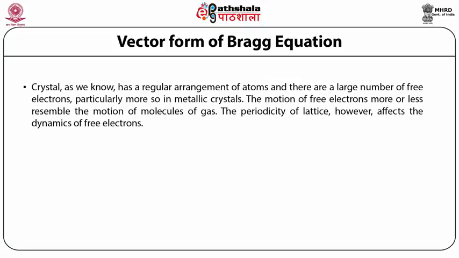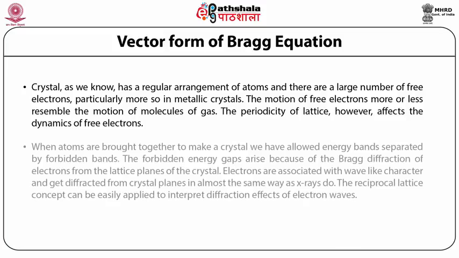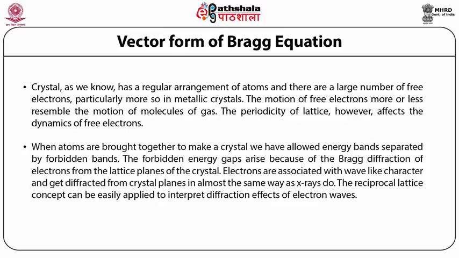A crystal, as we know, has a regular arrangement of atoms, and there are a large number of free electrons, particularly more so in metallic crystals. The motion of free electrons more or less resembles the motion of molecules of a gas. The periodicity of the lattice, however, affects the dynamics of free electrons. When atoms are brought together to make a crystal, we have allowed energy bands separated by forbidden bands. The forbidden energy gaps arise because of the Bragg diffraction of electrons from the lattice planes of the crystal.